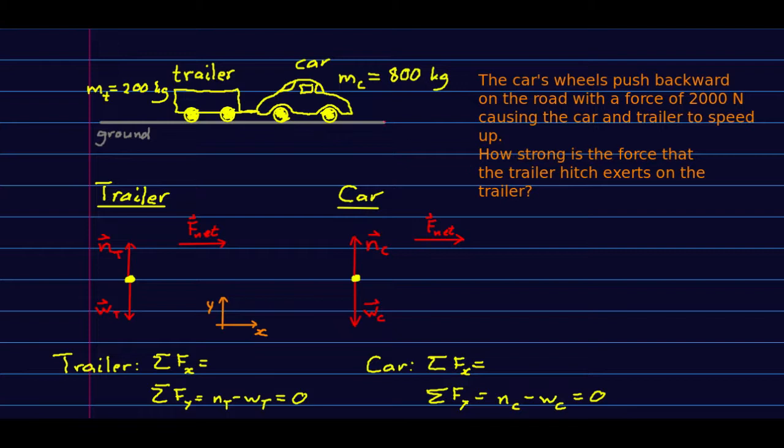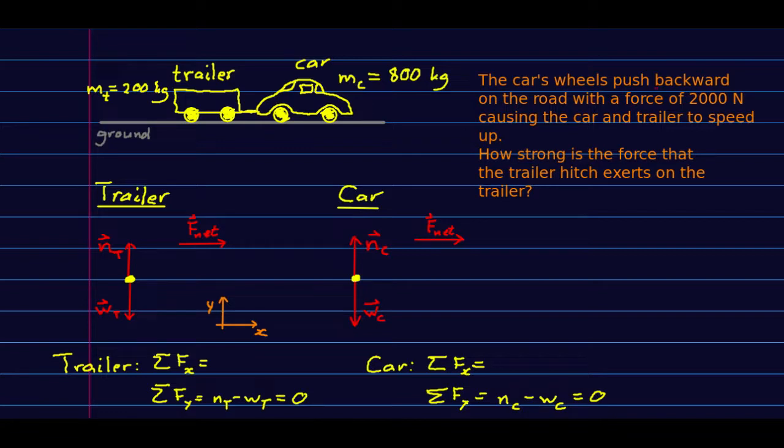Here's a very practical problem. Let's look at a car towing a trailer. And we're told that the car's wheels push backward on the road with a force of 2,000 newtons, and that causes the car and the trailer to speed up. And we want to know what the force is that the trailer hitch exerts on the trailer. So, this is when you're designing things like trailer hitches, you need to be able to design them strong enough to exert the sorts of forces that you expect. And so this sort of a calculation comes up.